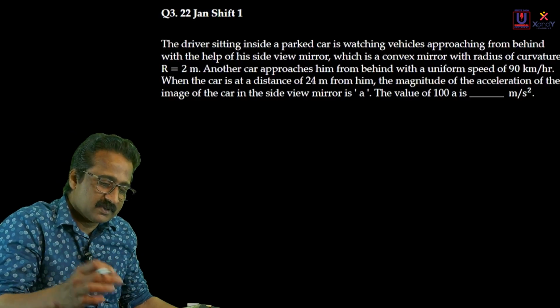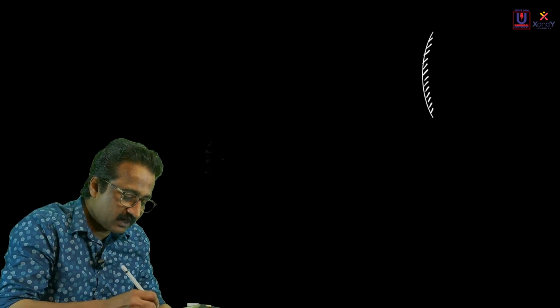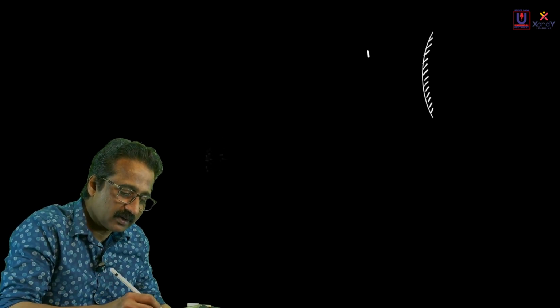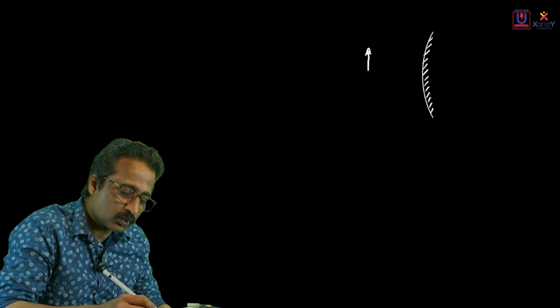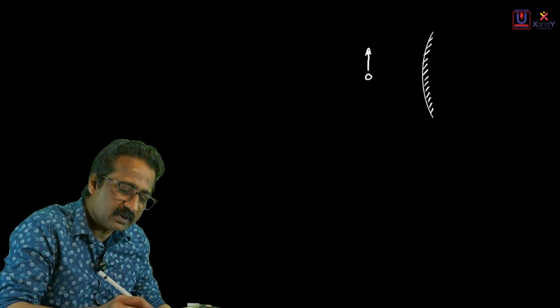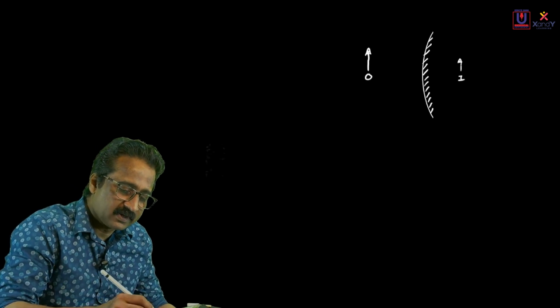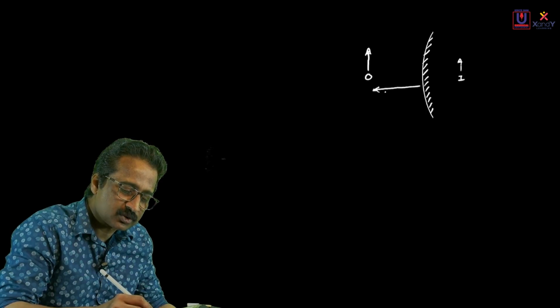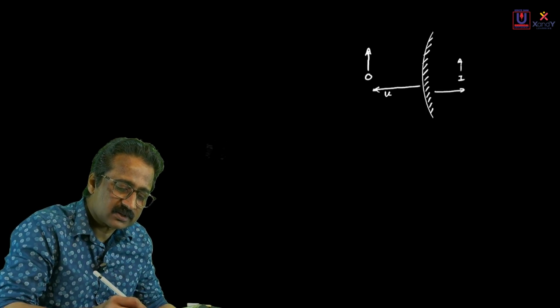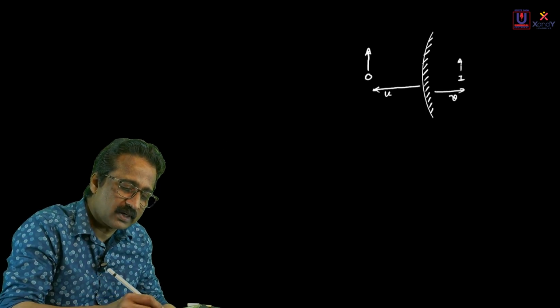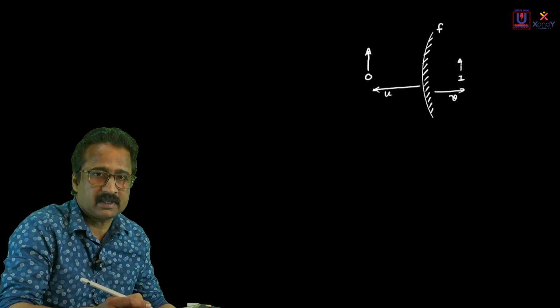Let's begin with, first of all, velocity. This is the convex mirror. If you have an object, forget about car and all, let's say this is the object, this is O. Correspondingly, there will be a virtual image, because it's a convex mirror. Anyway, it's an image I. Now, the distance to object is supposed to be U and distance to image is supposed to be V. And the focal length of the mirror is supposed to be F.